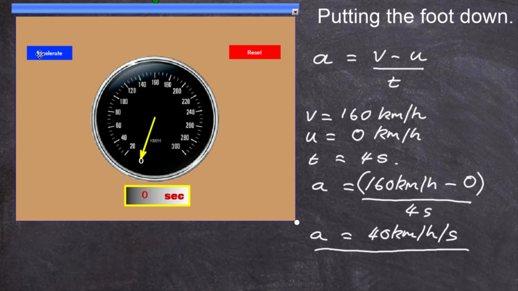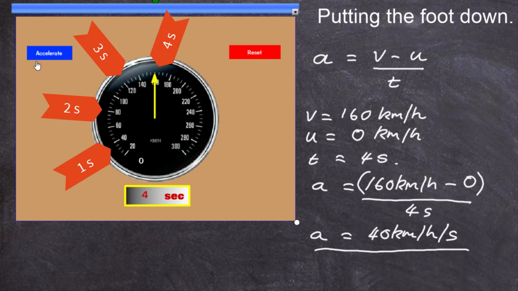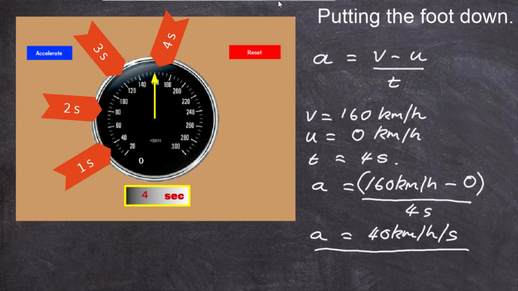Okay, we'll accelerate and count the seconds. 1 second, 40, 2 seconds, 3 seconds and 4 seconds. You can see that every second the velocity is going to increase by 40 kilometers per hour. And that's really the definition of acceleration. Note the units are kilometers per hour, so it's 40 kilometers per hour, and you get that added little extra bit every second.